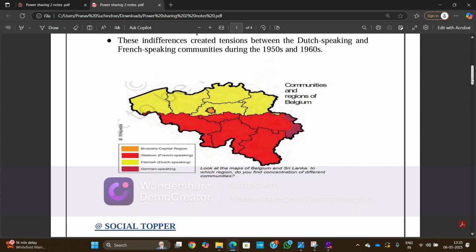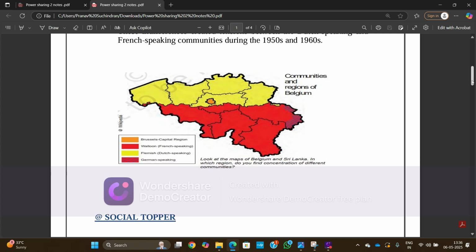So now let us look at the map of Belgium. The region that is shaded in yellow color represents the Flemish Dutch speaking community, and the region that is shaded in red color shows the Walloon French speaking community. And in the corner of the Wallonia region, we could see a small settlement of the German speaking community.